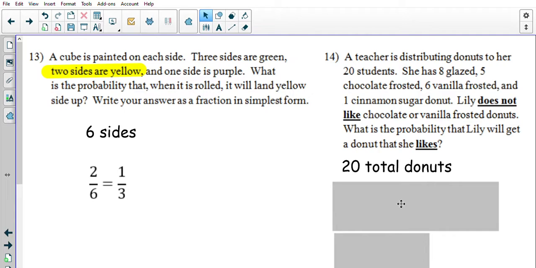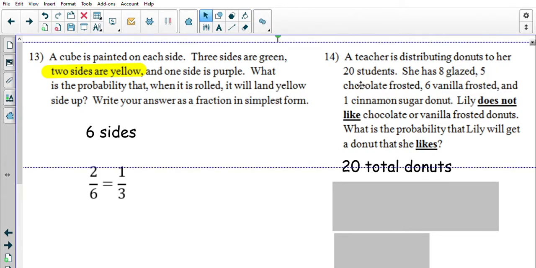Now, we're trying to find the probability that Lily will get a donut that she likes. So we know that she does not like chocolate or vanilla frosted donuts. So I'm going to cross some things out here. So I'm going to cross out the chocolate frosted.